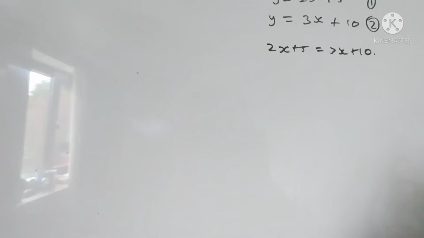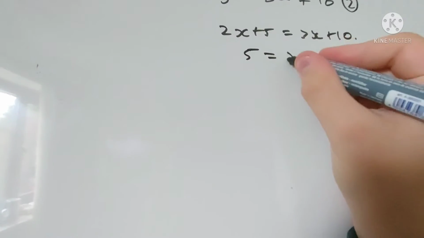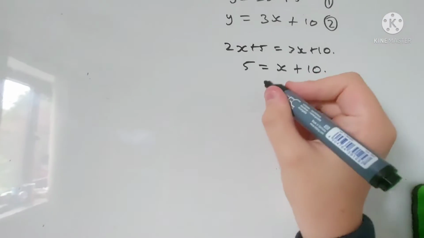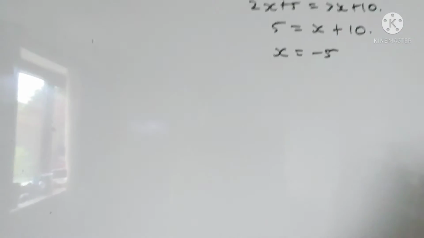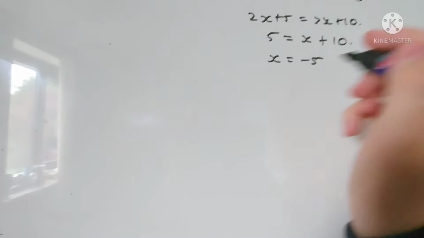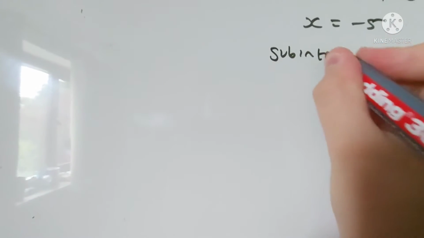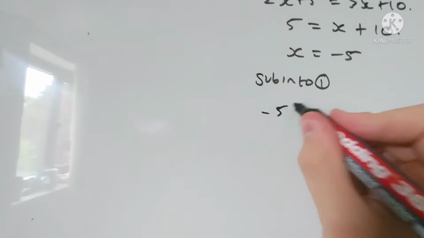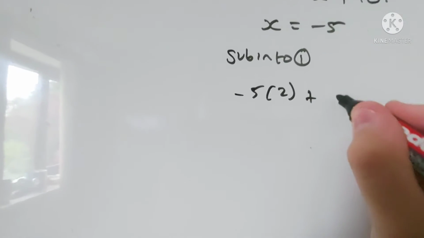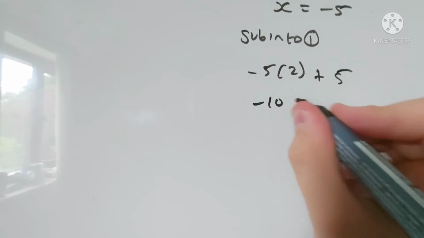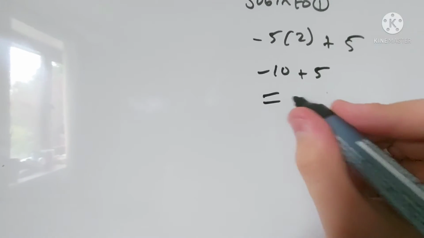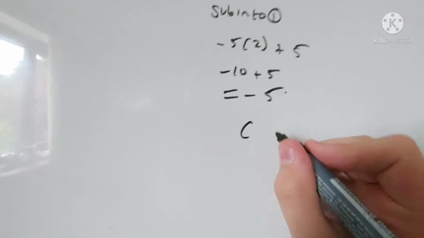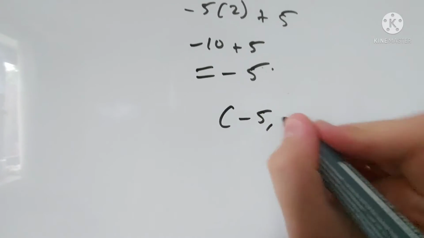So I shall take 2x from both sides to leave us with 5 is equal to x plus 10. Take 10 from both sides, so I'll get x is equal to minus 5. I'll sub it into 1, so I get minus 5 times 2 plus 5, so it'll be minus 10 plus 5, which is equal to minus 5. So these lines intersect at the point minus 5, minus 5.